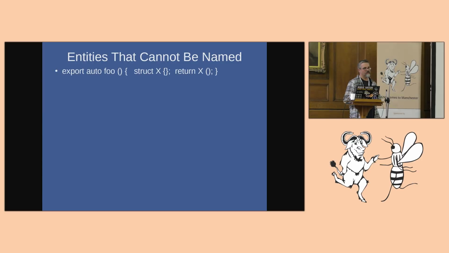This is the thing. So C++11 added the auto keyword, or reused it for a different purpose, because nobody used it for its original purpose anymore, where I can declare a function without actually naming the return type. And in this function, I'm returning an object of some structure that I declared inside the scope of the function. Why am I doing that? Well, and I'm exporting this so people can call it.